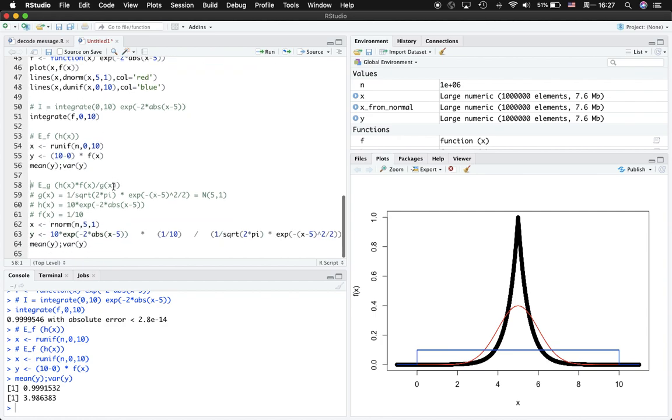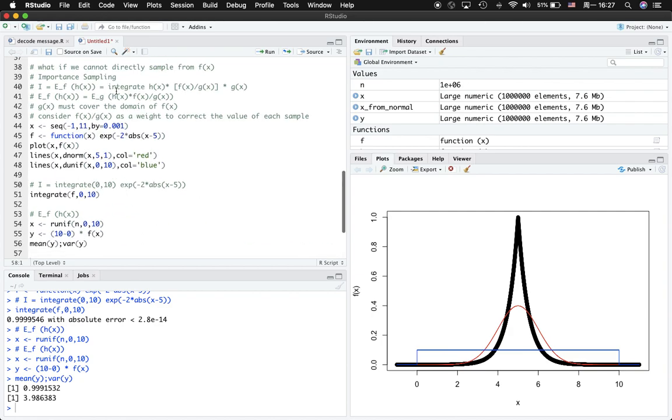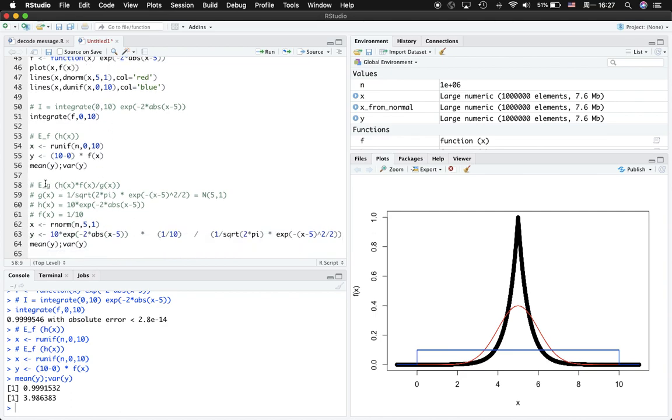We can see that this is very close to the actual value. And now let's take a look at the same calculation. We are trying to estimate the same integral by using the importance sampling method here. Basically, we are not drawing the sample x from distribution f, but we are drawing the sample x from the distribution g, where g is a normal distribution with mean 5 and standard deviation 1. And then h of x becomes 10 multiplied by the function we are interested in, and also f of x is 1 over 10. So if you multiply this, you will still get the same thing.